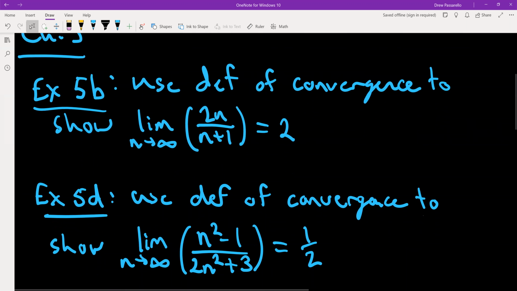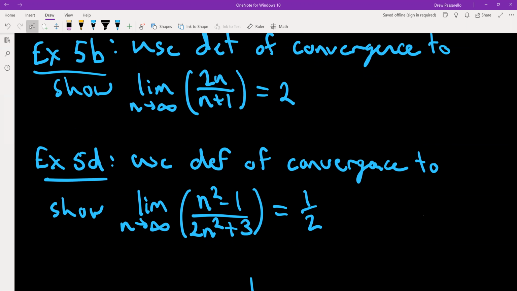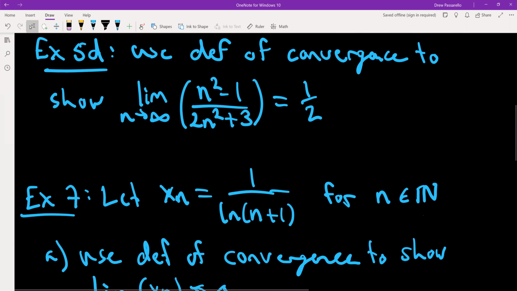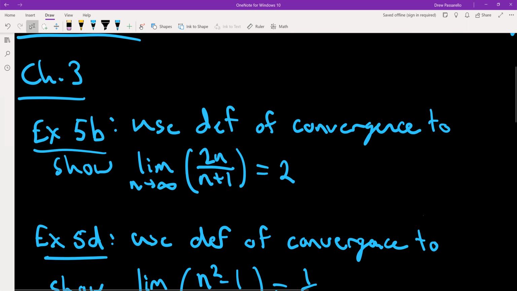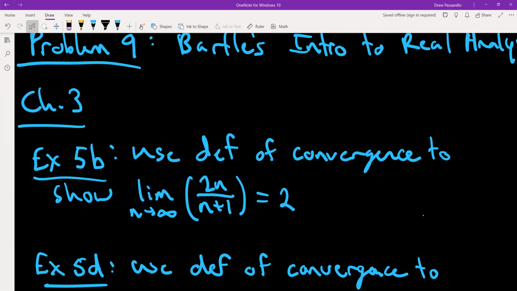And so these two examples, 5b and 5d, are going to use the definition of convergence for a sequence to show that these limits are what they are. And then this is example 7, and this is in chapter 3, section 1.